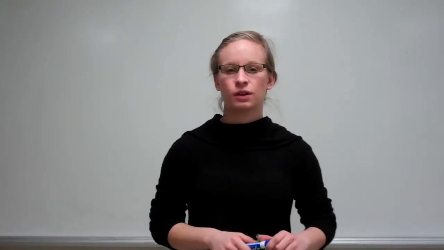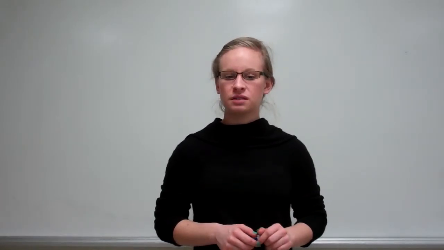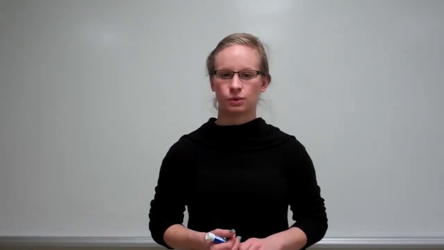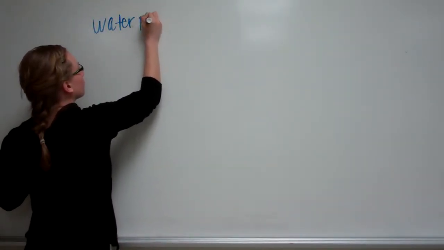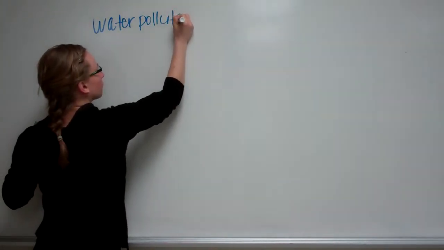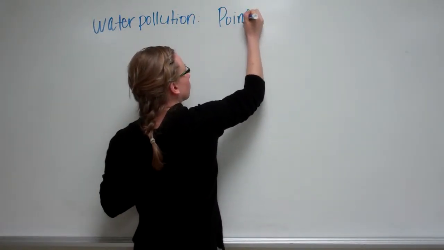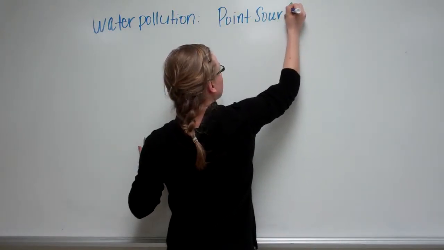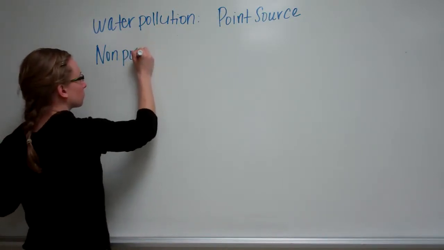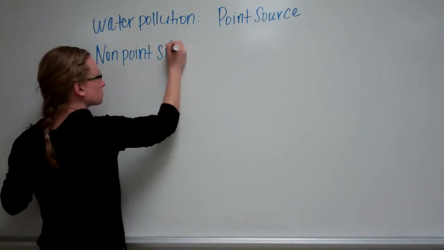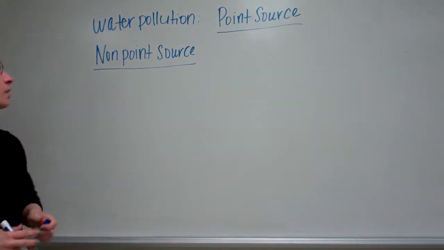In this lesson, we're going to be talking about water pollution. And so there are two types of water pollution. The first one is point source, and the second one is non-point source. Okay, so those are two types, point source and non-point source, slightly different.